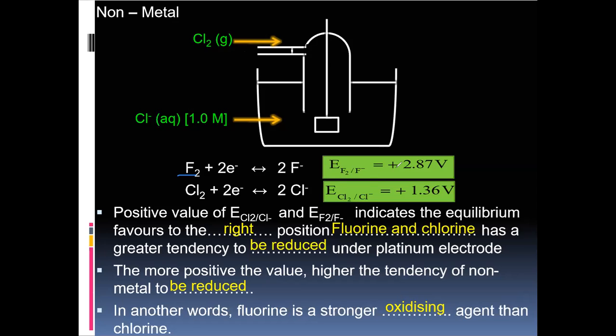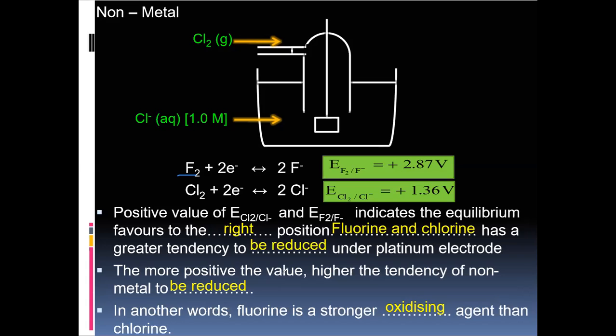Now you see both of them. You can see this one giving us a positive electrode potential, and this one also giving us a positive electrode potential. So the positive value of the electrode potential of the chlorine and that of the fluorine indicates the equilibrium favors the right, like we said before. Fluorine and chlorine have a greater tendency to be reduced at a platinum electrode. Don't forget, in this case, because we are talking about non-metals, the electrode is not going to be the same as the electrolyte solution, like we had copper in a copper solution or zinc in a zinc solution. In this case, we use what we call a platinum electrode.